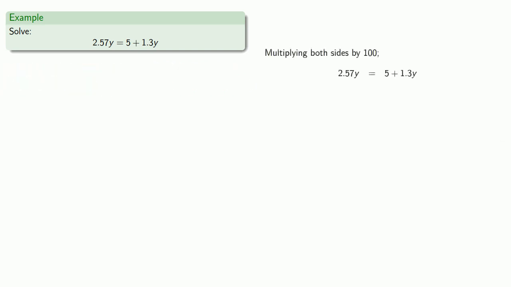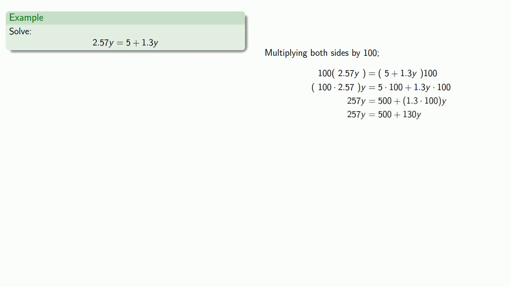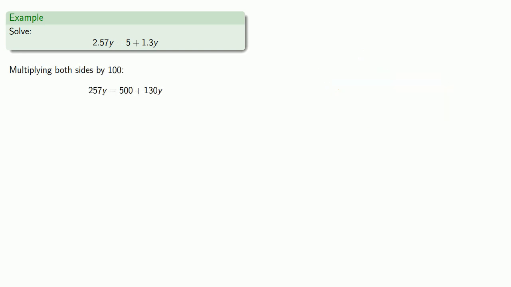So, multiplying both sides by 100, then expanding gives us a new equation without any decimals. And at this point, we can solve this like any other linear equation. So let's solve this equation for y.